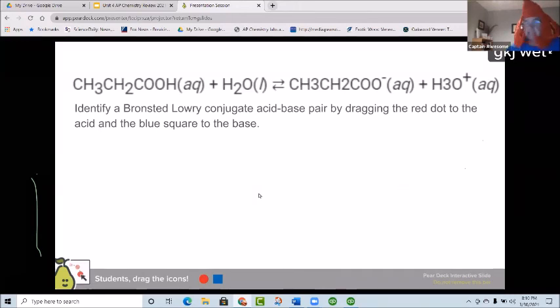It can be any acid. It can be the acid or the conjugate acid. It can be any base, but they come in pairs. So you'll have the red thing on one side of the equation, the blue thing on the other.